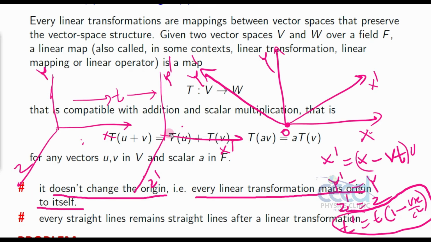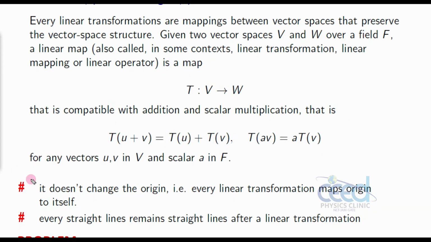That means the origin should be fixed after the rotation, or after the transformation. More precisely, we can say that after the transformation the origin should be a fixed thing. That is one thing. And the next is, every straight line remains a straight line after the linear transformation.